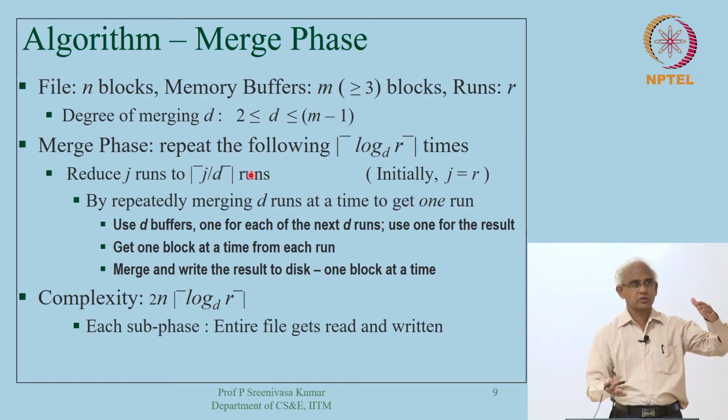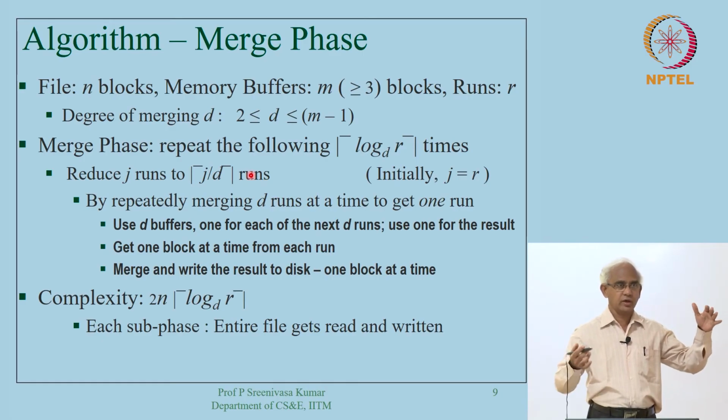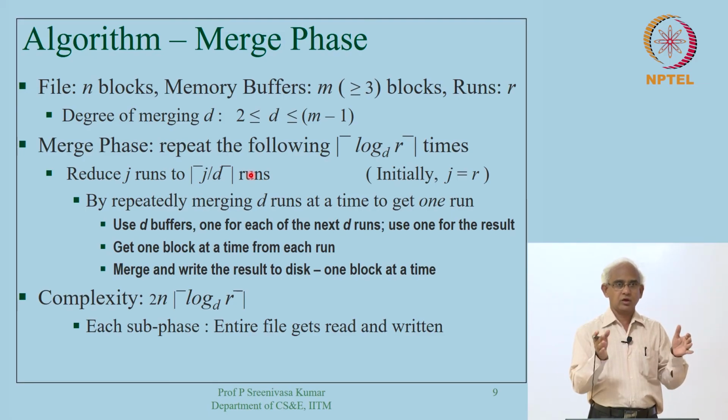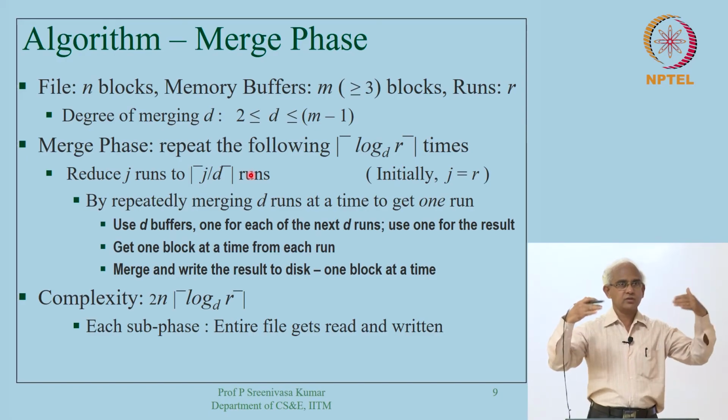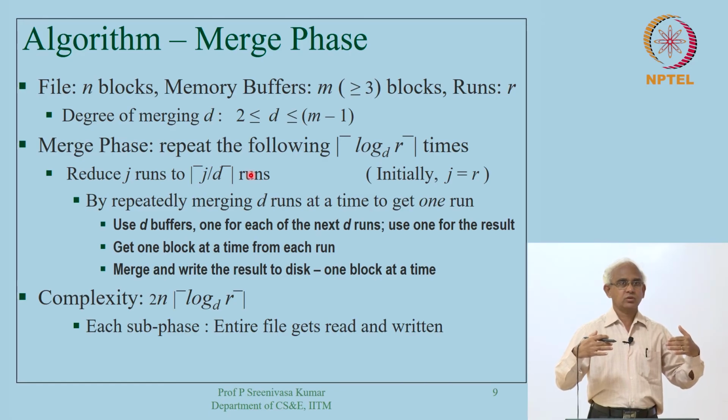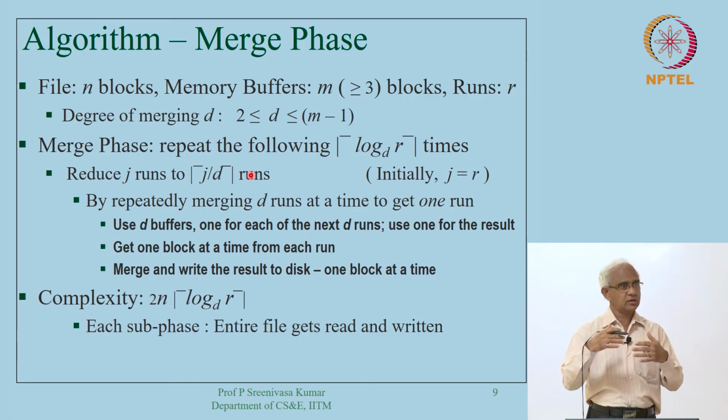Here you have r runs to start off. Each time you do a d-way merge, you reduce these r runs to r by d runs, and in the next phase you will reduce it to r by d square, and so on. So a factor of d is the reduction in the number of runs, and so the number of times this whole thing has to be done is essentially log r to the base d. That many times you have to do it.